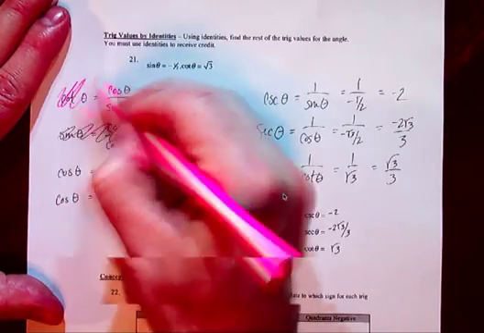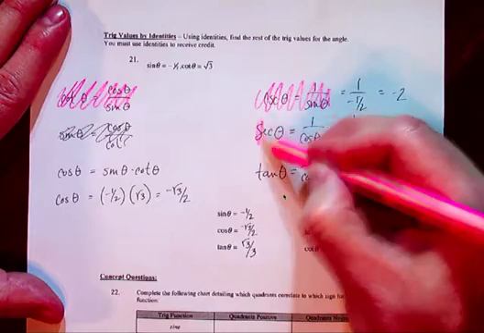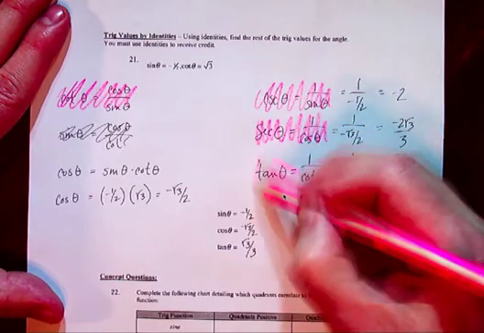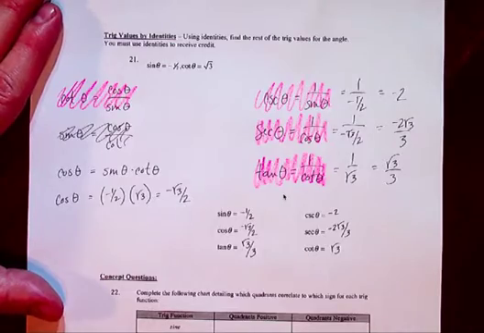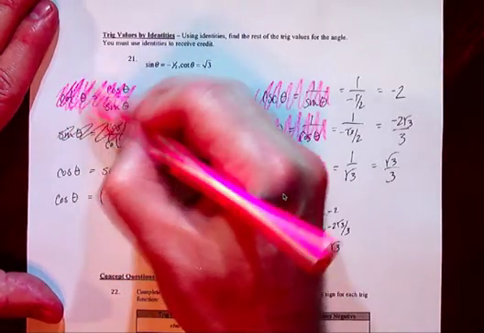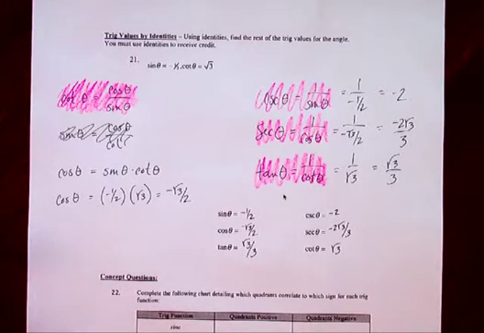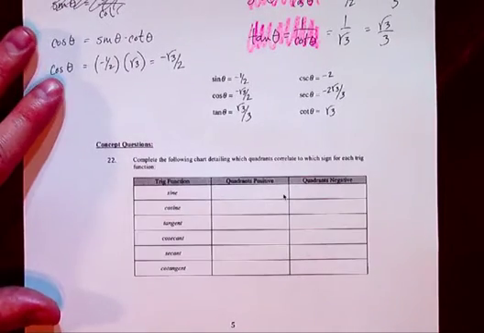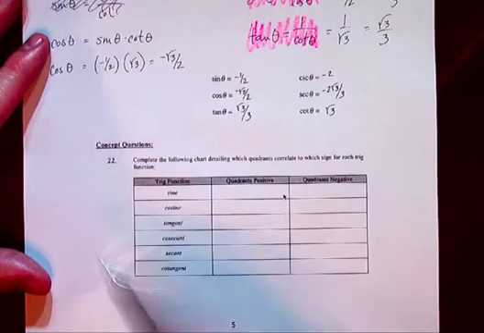This one, and this one, and this one. I had 4 remaining trig values that I needed to find, and I used 4 identities to find them. And that is what was required of me. Now, the rest of this is basically just concept questions, just to make sure that we're understanding everything.